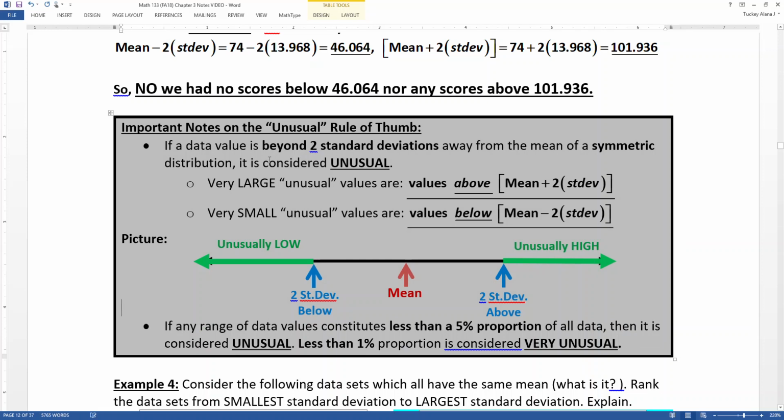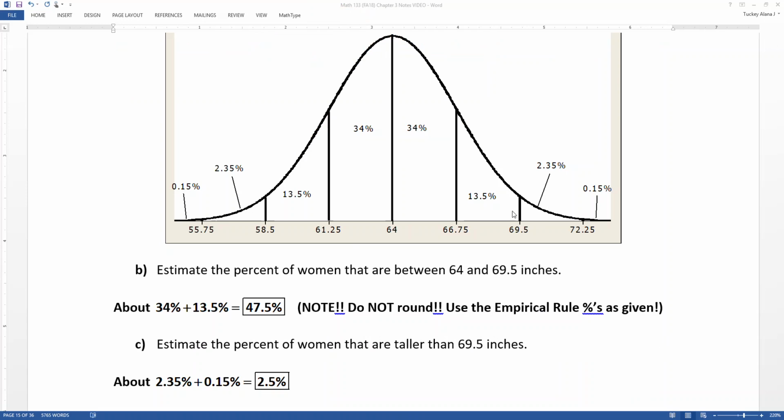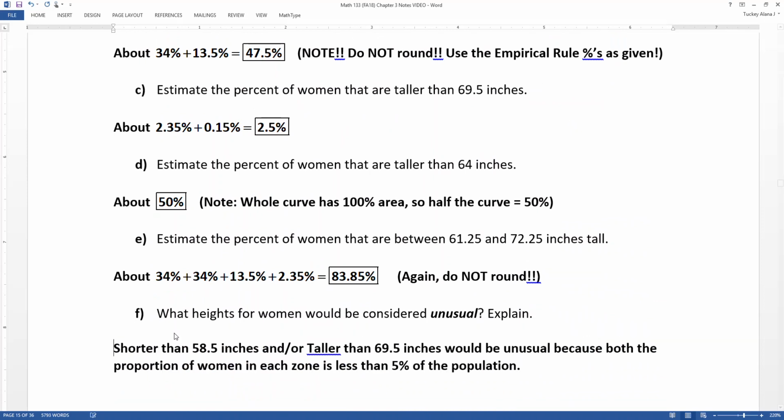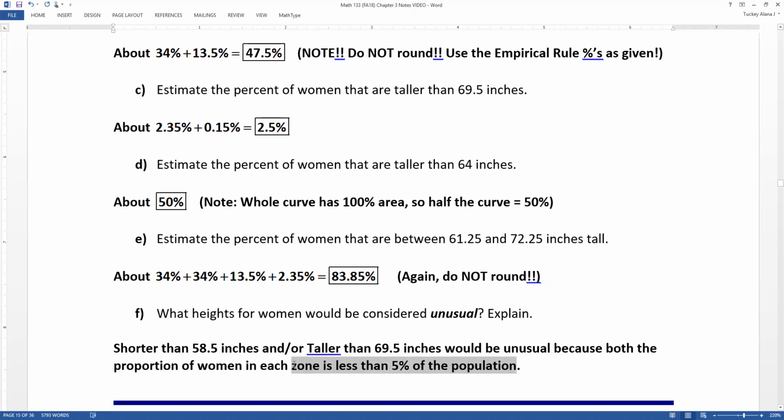So we want to look at being beyond two standard deviations. That'll be unusual for us. So if you're very tall, above two standard deviations on the high side, or very short, below two standard deviations on the low side. So for us, that would be a woman that's above 69.5 inches tall, right? Because that's two standard deviations away, or below 58.5 inches tall, right? So either one, shorter than 58.5 or taller than 69.5, because they are both beyond two standard deviations.